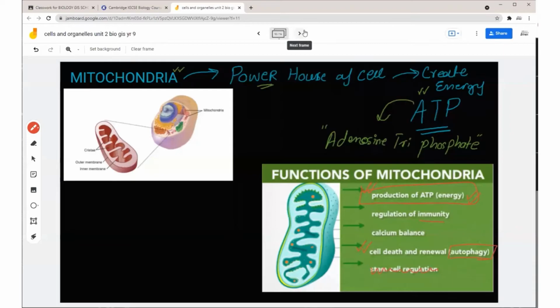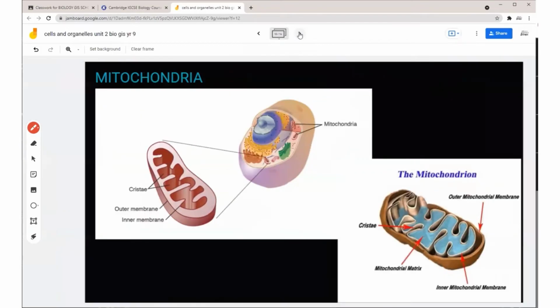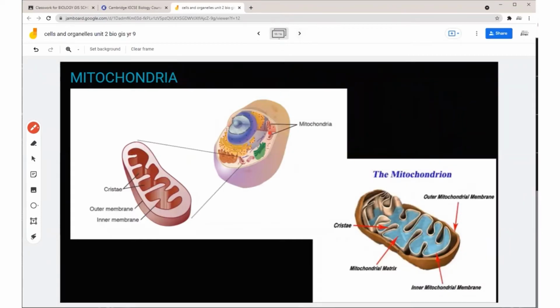Let's move on. So this was the function part. What's the structure? Life looks easy compared to the cell. Trust me. So this small mitochondria, when I enlarge it, has an easy structure compared to others.